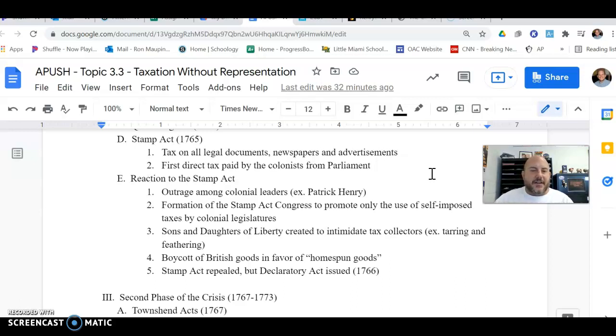All right, so that does it there, getting us a little introduction into the policies that lead to revolution. When we come back, we'll talk about the Townshend Acts and some other policies that are also not going to be very popular.